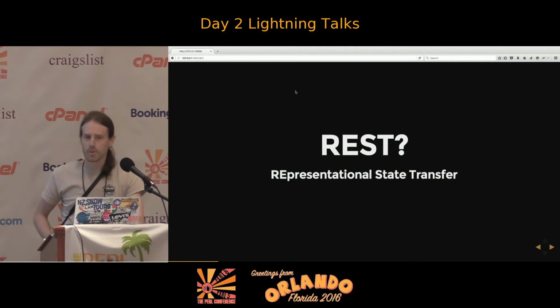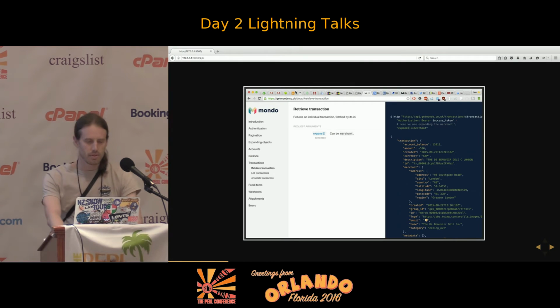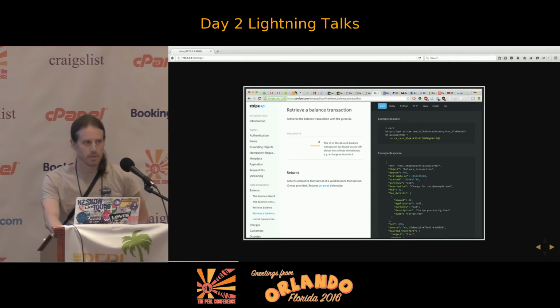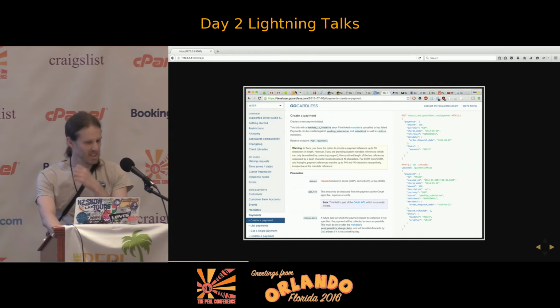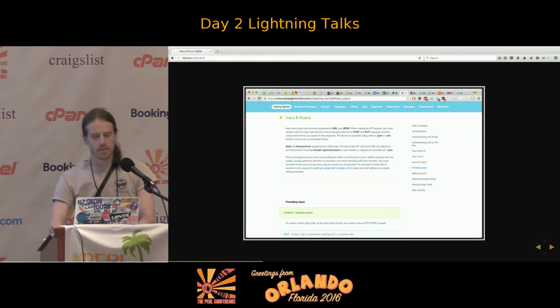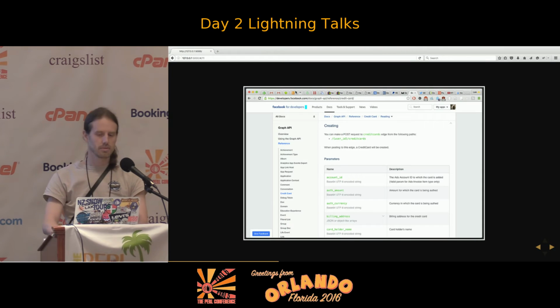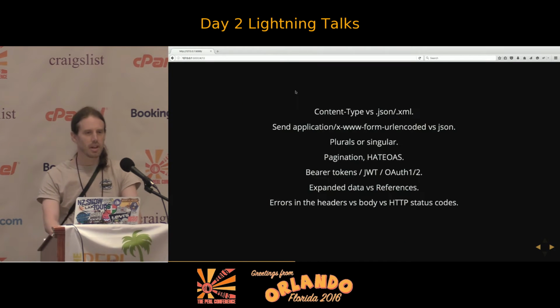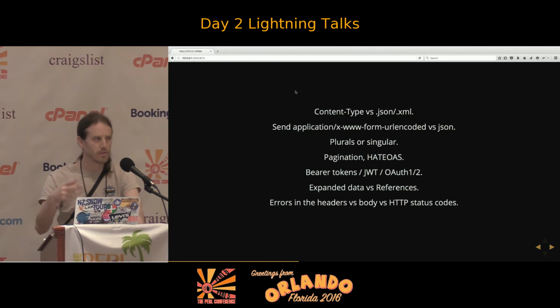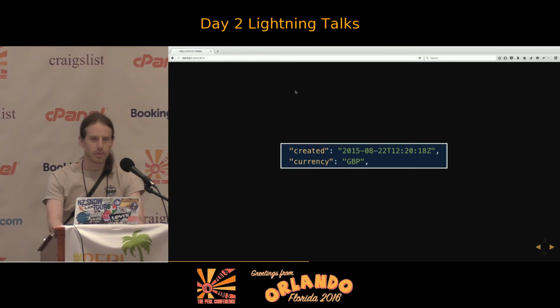So when I looked at the Mondo docs, I thought, well, these kind of look familiar. They look a lot like the Stripe docs, which look a lot like the GoCardless docs, and so forth. You kind of get the impression that they're all doing the same thing, but they're not, because this is REST. So you look into the details and you see all these very subtle differences. And you look further into the specs and you see even more differences.